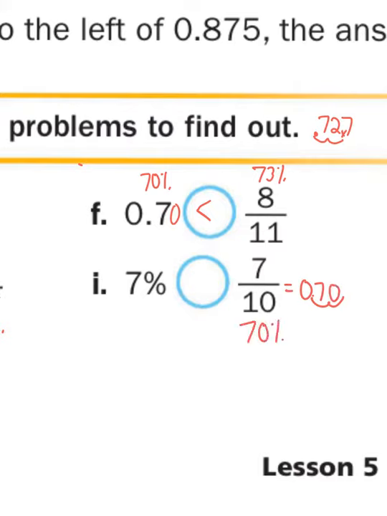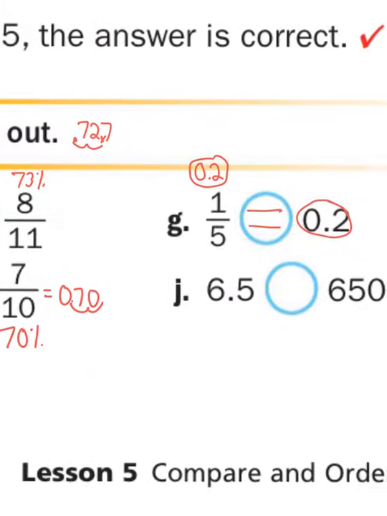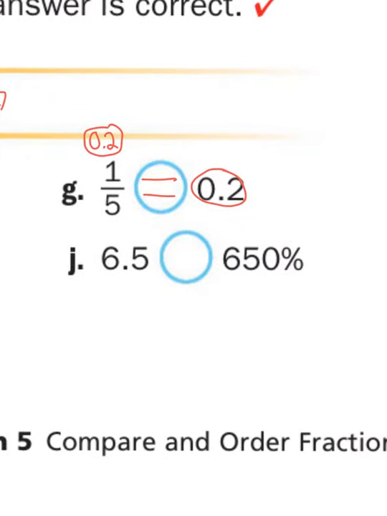This one tricks a lot of people. And 7% is less than 70%. If you had equal to, you got tricked. Okay, last, J. 6.5, I'm going to add my 0 and move the decimal, make it 650%. And this is already a percent, and it's equal.